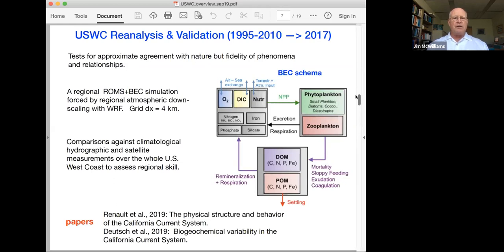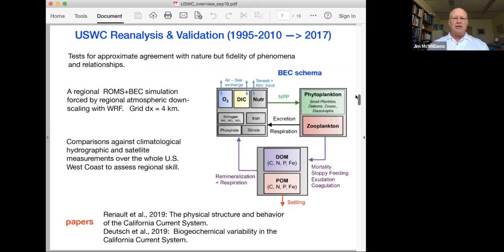Now, much of the purpose of this, besides providing background fields for finer scale nesting for more local questions, was to compare against the climatological and hydrographic and satellite data sets that are essentially the most complete information we have in order to assess the realism of the model.